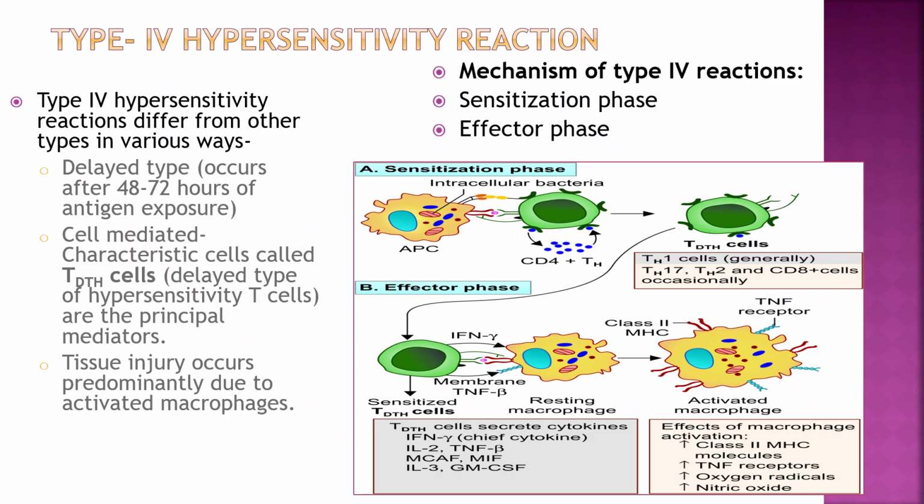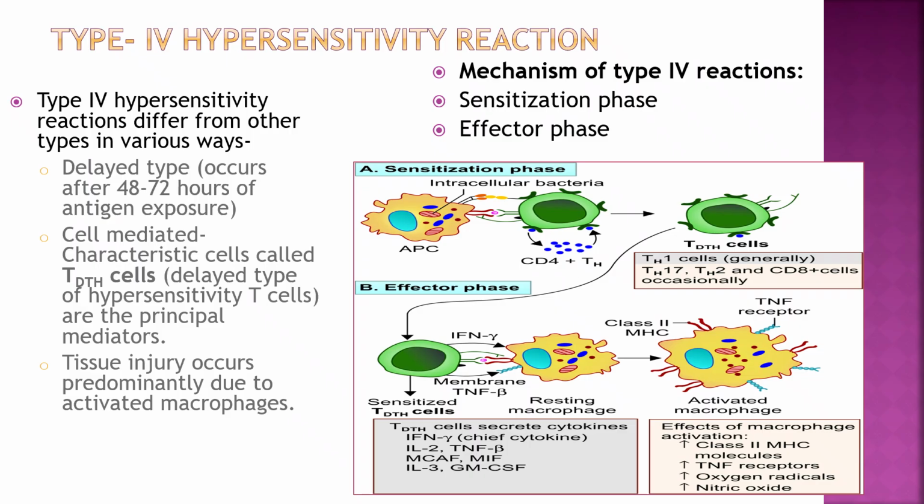Type 4 hypersensitivity reaction differs from other types. It is delayed type and occurs 48 to 72 hours after antigen exposure. It is cell mediated. The characteristic cells are TDTH, delayed type hypersensitivity cells, which are the principal mediators, and tissue injury occurs predominantly due to activated macrophages. Mechanism: there are two phases, the sensitization phase and the effector phase.